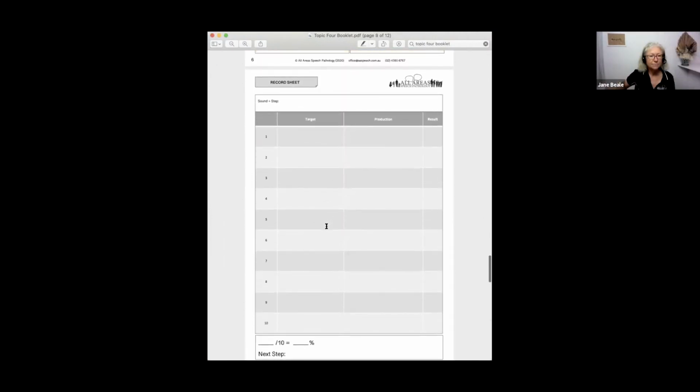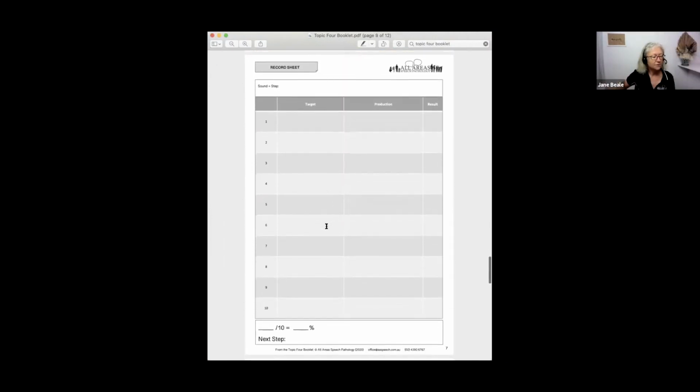Page 7 is a record sheet for us to look at, and actually the supplementary item for topic 4 is going to be 3 different types of record sheets. 1 per page, 2 per page, or 4 per page. And here we have 1 per page, and this might be if you're wanting to have plenty of room to write. Perhaps the target is a short phrase and you're wanting to have plenty of room to write that. So just giving you the heads up to look in the supplementary items for the record forms.